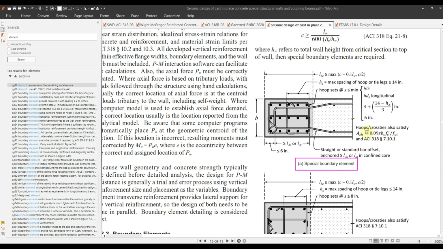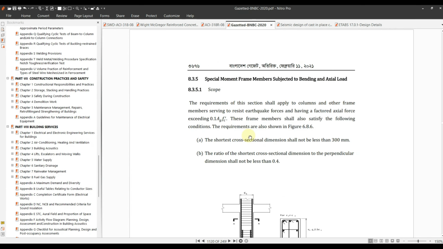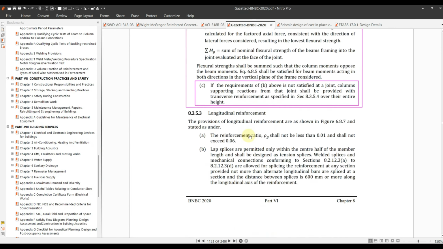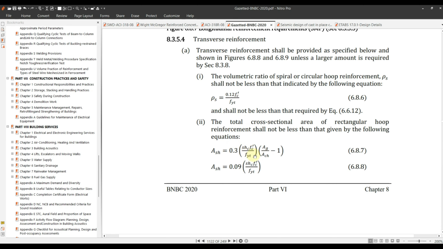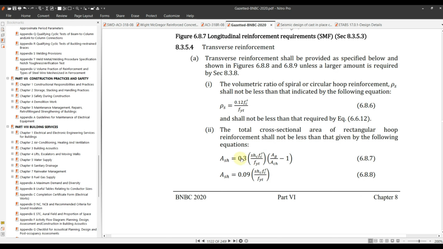However, in the case of a column, there was another formula which does not need to be satisfied in the case of a shear wall. For a column, you had this one: 0.3 s b_c f'c over f_yt multiplied by (Ag over Ach minus 1). This formula actually governs when the clear cover is high. If you have, for example, 2.5 inches clear cover, then Ash may give reinforcement which may be twice this one. So in the case of a shear wall, this formula does not need to be satisfied. Only this formula needs to be satisfied.